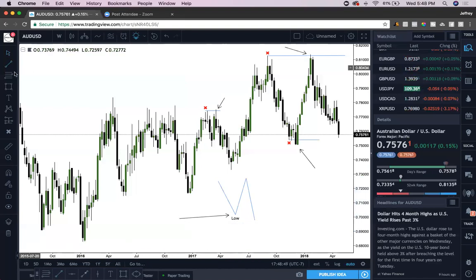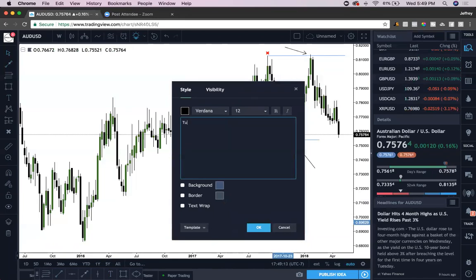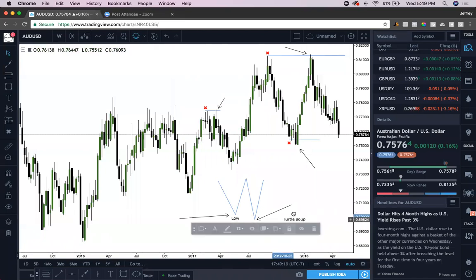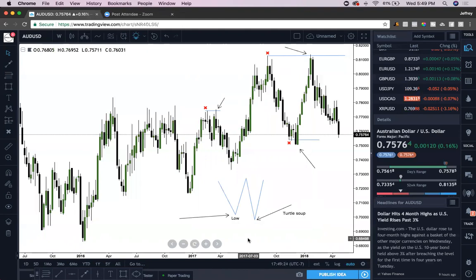And instead of confirming that as a break in structure, like instead of being a continuation move lower, it rejects and trades higher. So whenever this happens, whenever it trades below it and rejects, that's a turtle soup. Does that make sense? So you just have to see it in the charts.